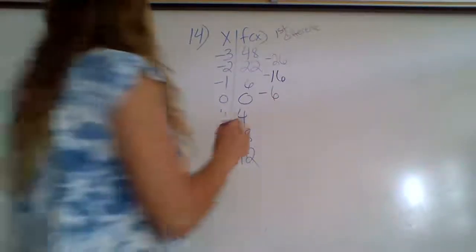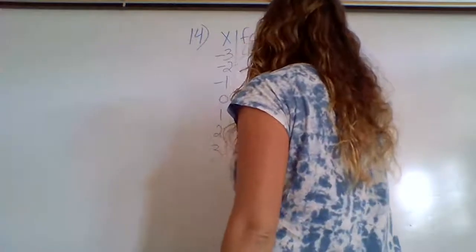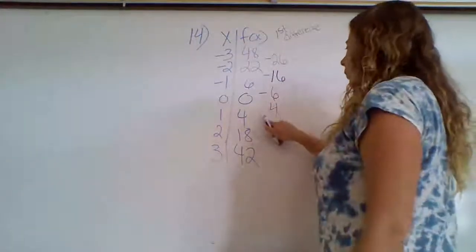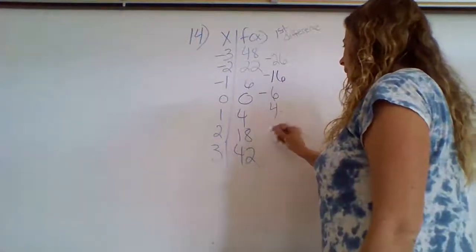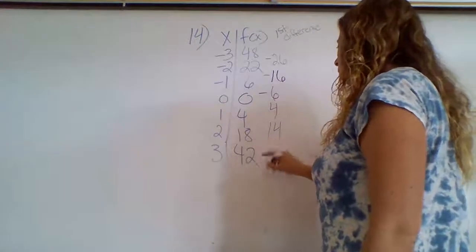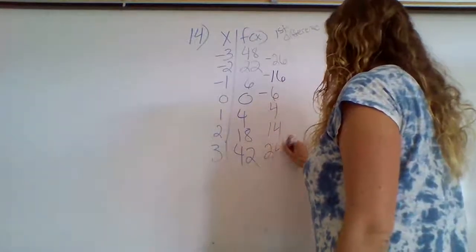Oh, no, that does make sense, because now we're adding 4. Okay, we're good. Oh, plus 4 or just positive 4. 0 to 4, and then 4 to 18, 14, and then 18 to 42, 24. Okay.